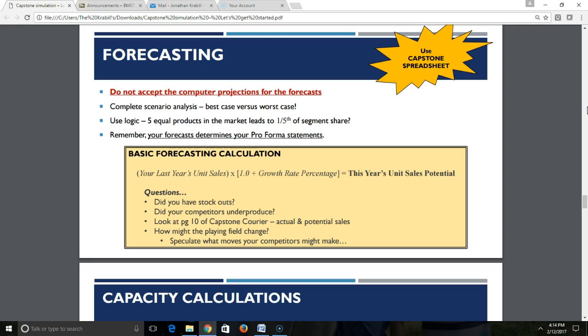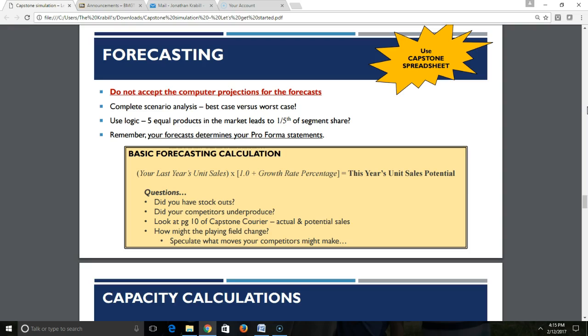When we look at forecasting, I think there's a couple things with this. The Capstone Courier is really going to come into play with this. What actual sales versus potential sales might be, what is changing in the industry. But as we roll through this whole process, I think we need to look at that basic forecasting calculation. Your unit sales from the last year multiplied by 1.0 plus a growth rate percentage. Where would we get that? We would get that from the Capstone Courier. And then we would look at this year's unit sales potential.